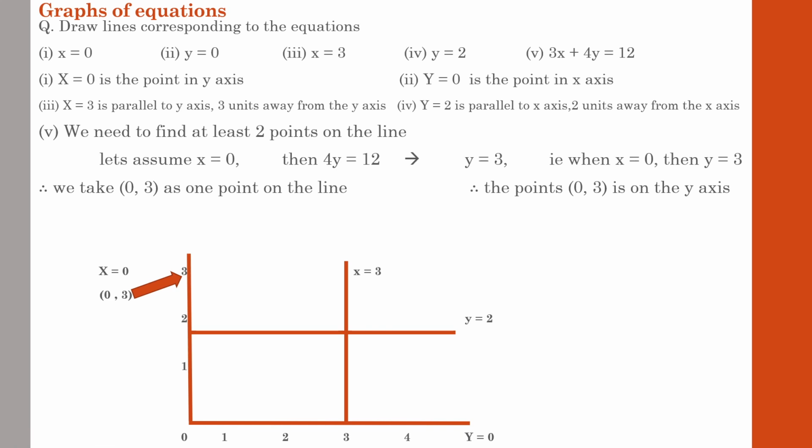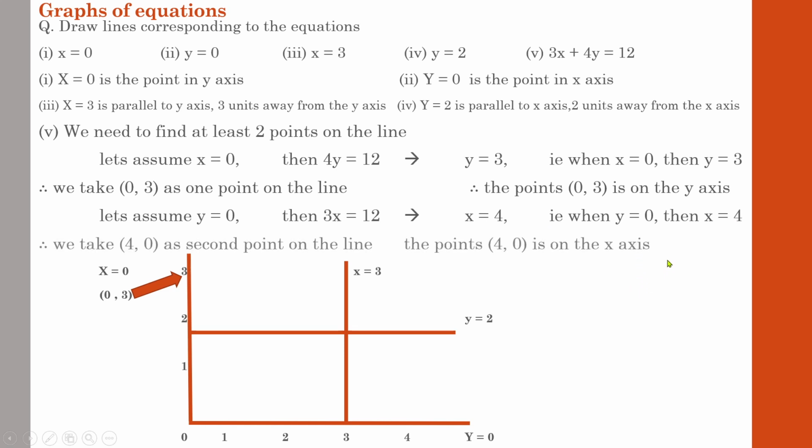Next one, let us assume y equal to 0. Y equal to 0 in 3x plus 4y equal to 12 means there is only 3x equal to 12. So x equal to 12 by 3, it will be 4. So when y equal to 0, x equal to 4. So it will be written within the brackets as (4, 0). So we can write that.